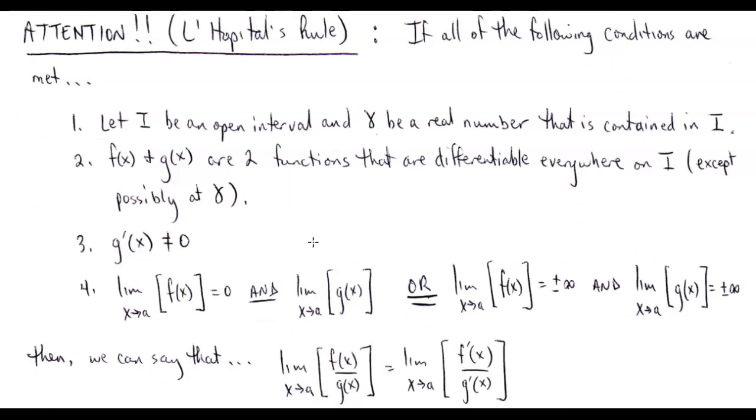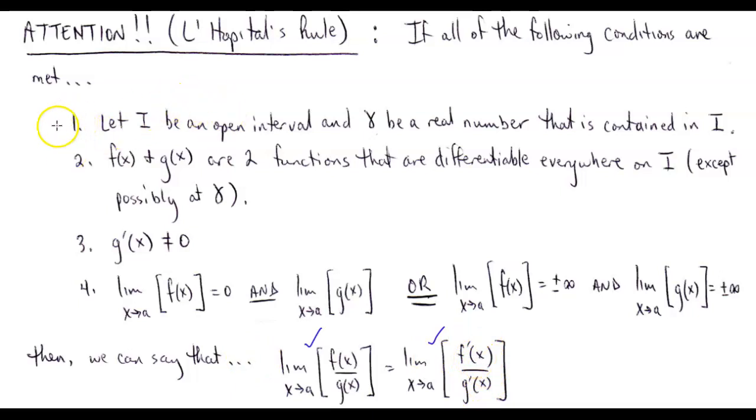So the formalities of L'Hopital's rule are as follows. If all of the following conditions are met, okay, then what we are allowed to say is that if I want to evaluate the limit of this function that's made up of the quotient of two other functions, then that's the same as evaluating the limit of the derivative of the numerator and denominator of that function I'm trying to study the behavior of, okay?